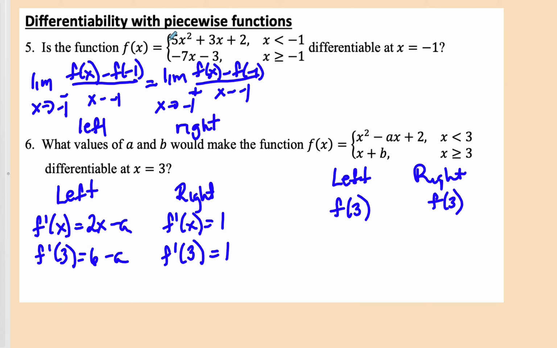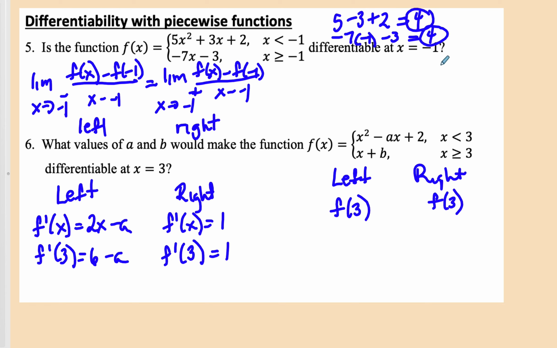So if I put -1 in here, I am going to get 5 minus 3 plus 2. And so that answer is 4. So at -1, I'll be at the point 4. And if I put -1 here, -7 times -1 minus 3, that's going to equal 4. So the y value on the left and the y value on the right are both the same, so we know they're meeting up at the same point.